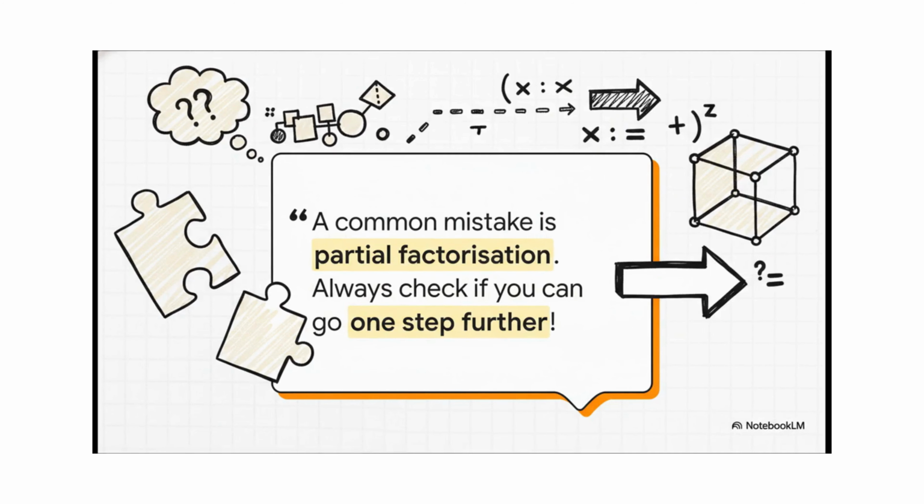And that problem right there perfectly illustrates a key lesson. A partial factorization is a really common trap. So you should always ask yourself, can I go one step further? In this case, that one final check made all the difference.